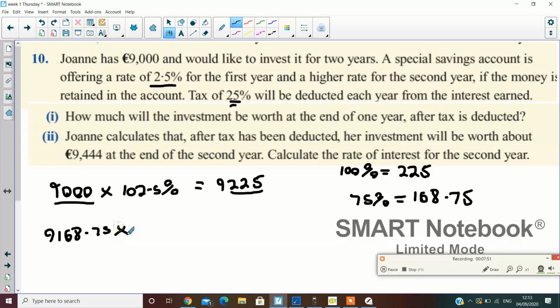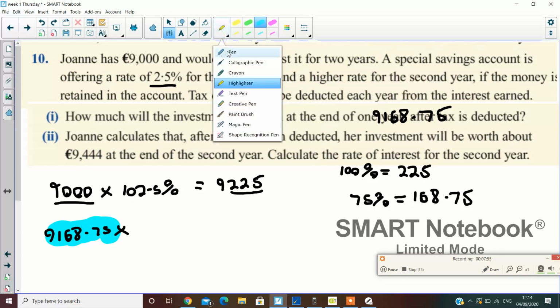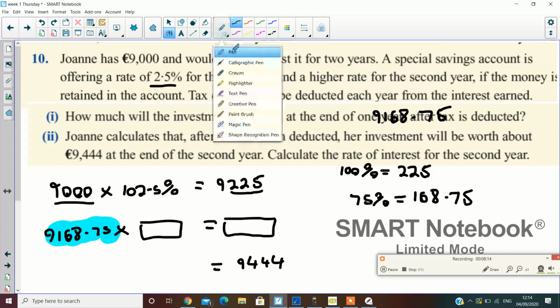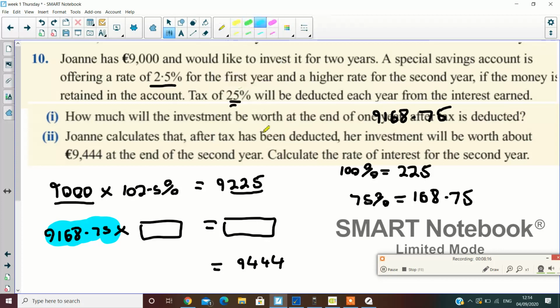And I'm going to pause here. It's multiplied by the mystical box, isn't it? So we don't know what the box does. Do we know the answer? That's after tax, so we don't know this answer either. But we do know it's 9,444. So how did you get from your blue box to your, let's call it, green box?